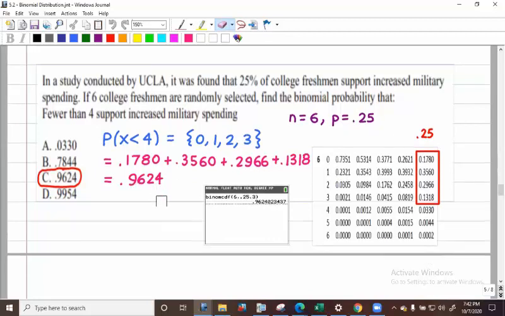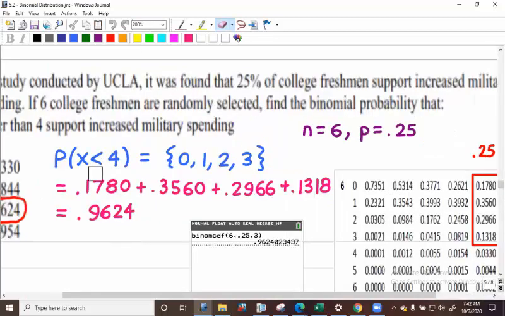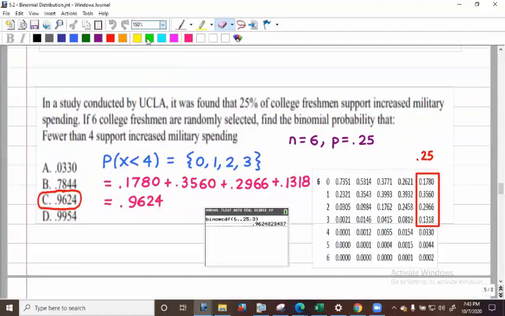Oh, okay. Here's something on the CDF. Okay, you can use it, but you have to pay attention to this. If you realize that less than 4 is the same thing as less than or equal to 3, you could use the CDF and do it that way. So the 0, 1, 2, 3 means less than or equal to 3. So the binom CDF at 3 was the same answer as adding up those 4 right there.